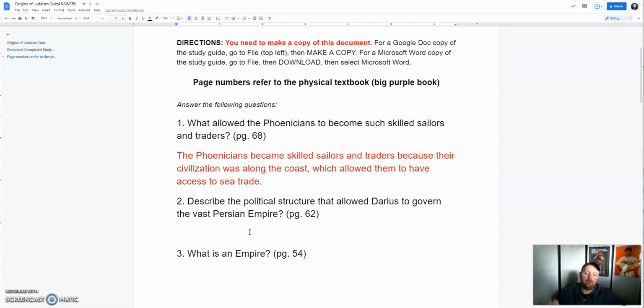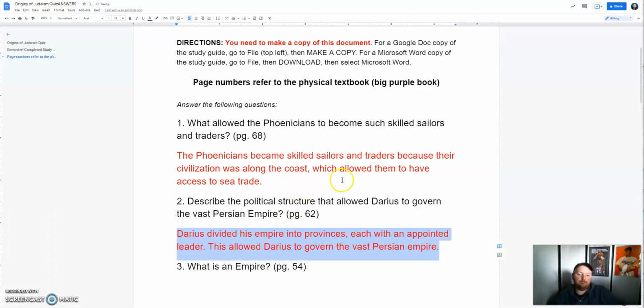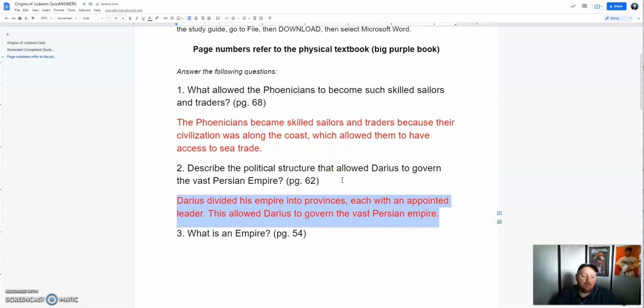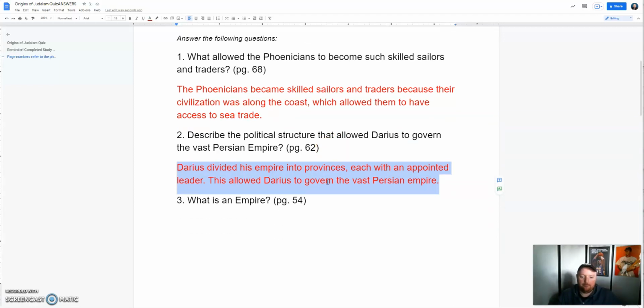That's kind of what Darius did, right? He broke his empire up into provinces, put somebody he trusted in charge of each one, and those people answered to him. So they were responsible to Darius. If Darius thought they weren't doing what he wanted, he would remove them and put somebody else in power who he trusted. So yeah, Darius divided his empire into provinces and appointed leaders. And that's how you govern a vast area in ancient times, right?